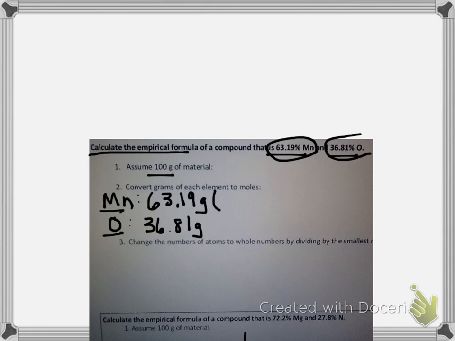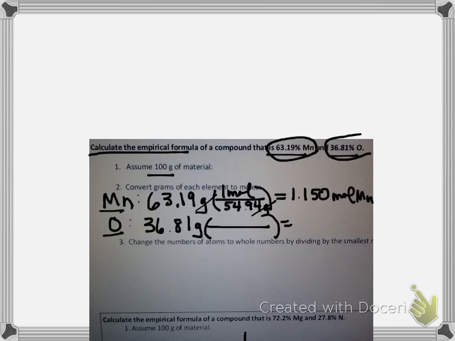So I'm going to convert each of these grams to moles using molar mass. I like to set up my conversions at the same time because I'm doing the same thing for each element. So for manganese, I'm going to convert grams of manganese to moles. Go on your periodic table. What is the molar mass of manganese? I see that it's 54.94. So 1 mole of manganese weighs 54.94 grams. So now I've got some math to do. Pick up your calculator. 63.19 divided by 54.94. I get 1.150 moles of manganese.